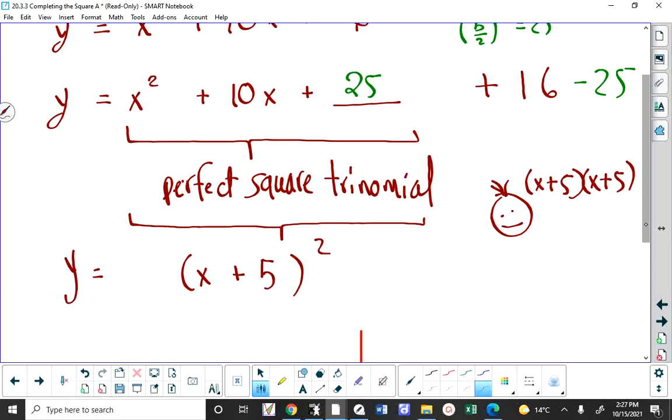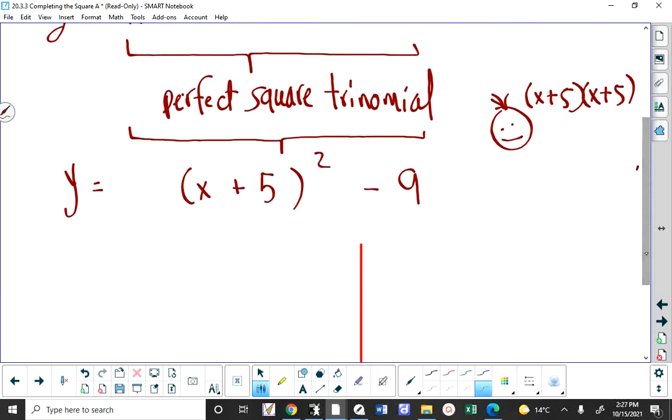Oh, but we have this, 16 minus 25, which is negative 9. And it's in completed square form. It's y equals 1 times (x minus negative 5) quantity squared, minus 9. So now we can look at this and say p is negative 5 and q is negative 9.